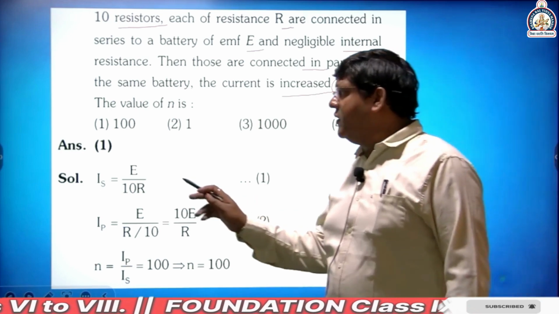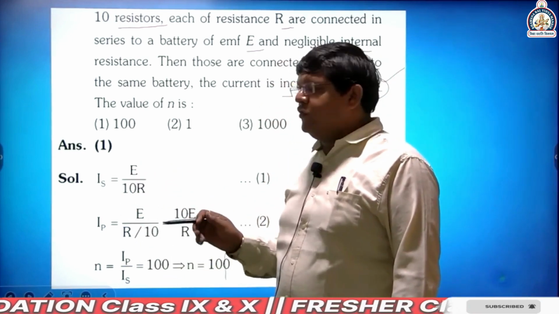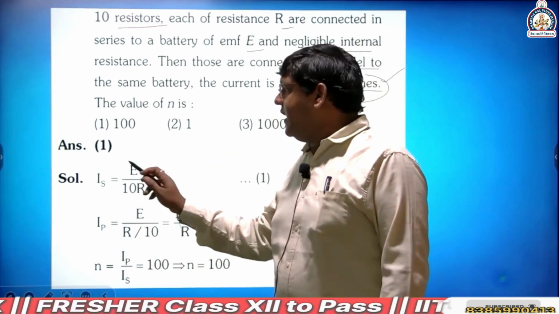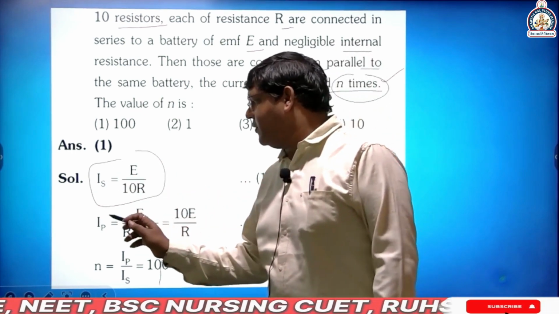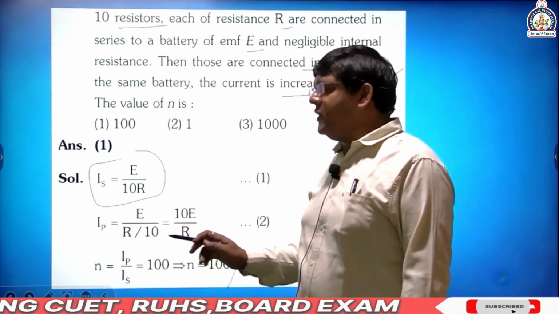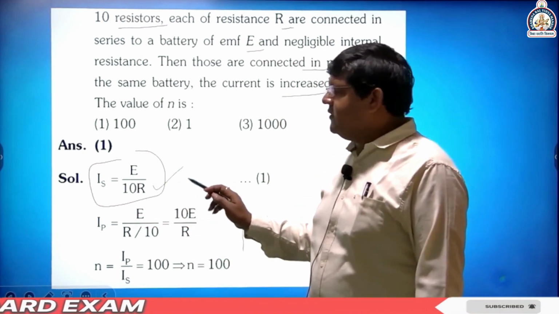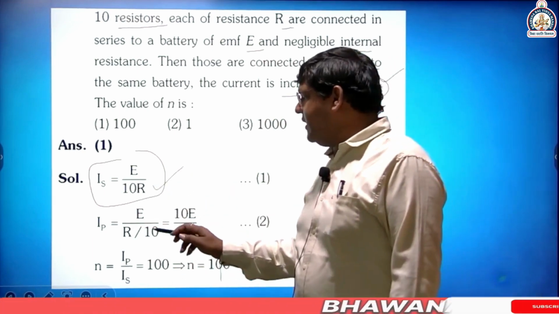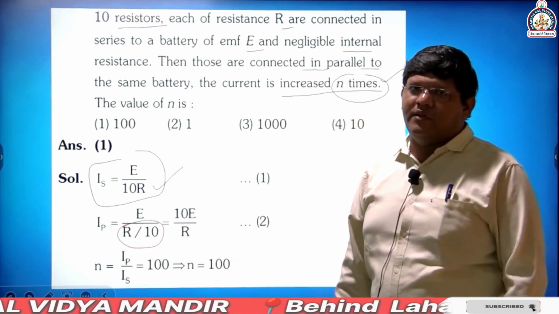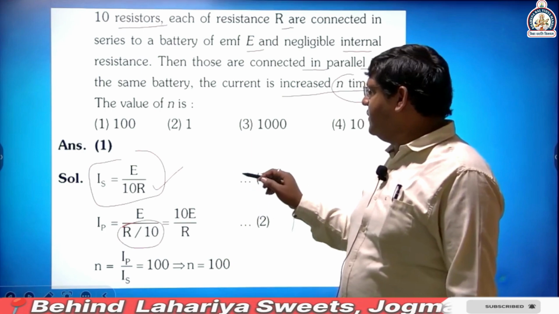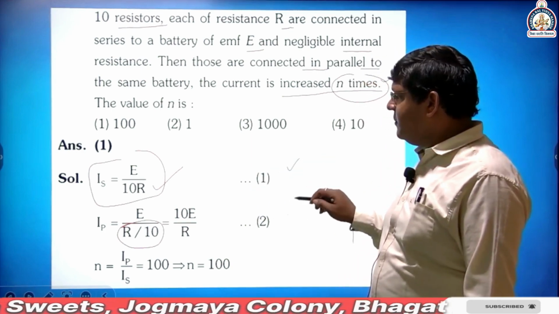Now, the formula for series current, according to Ohm's law, is voltage upon resistance, which is equal to E upon 10R. Now the formula for parallel is E upon R upon 10. Because in series the resistance is directly added, and in parallel the resistance is added in 1 upon times the normal value. So the first equation is series current and the other is parallel.